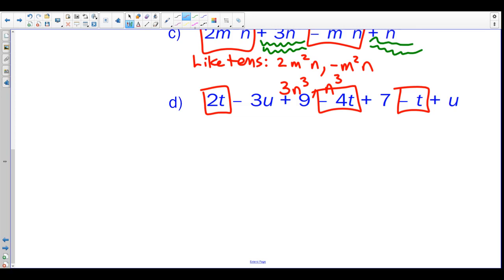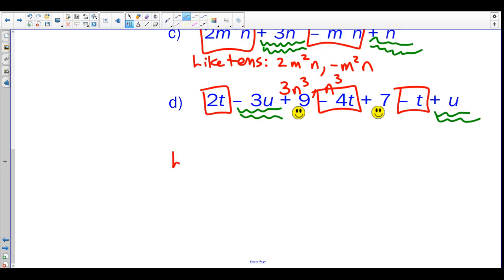Then we have u. We have -3u. Well, that corresponds with just positive u, so there's another pair. And then we have a number by itself, a number by itself. So we've got three sets of like terms in this question. So let's write them all out.